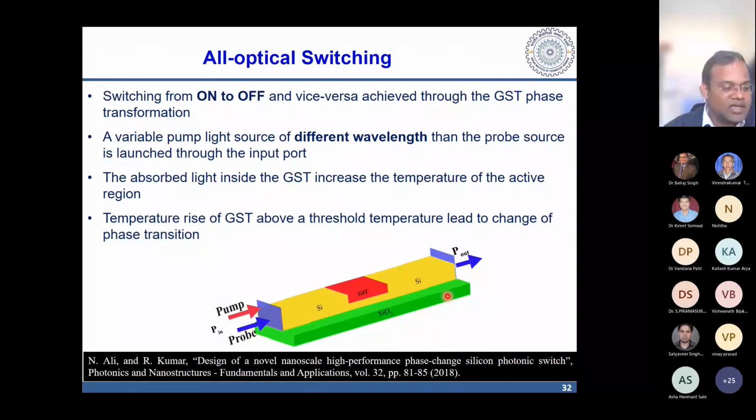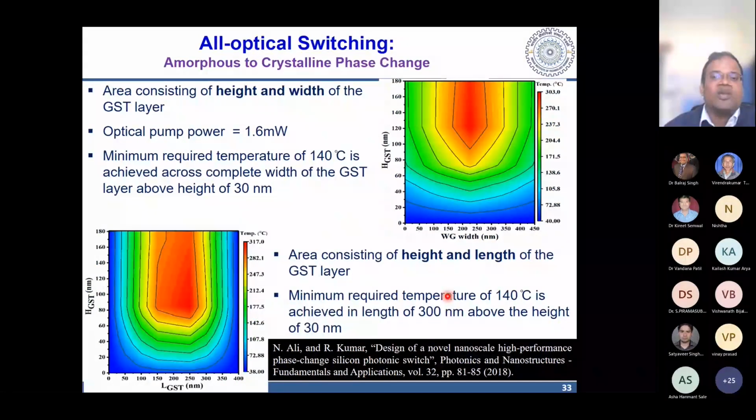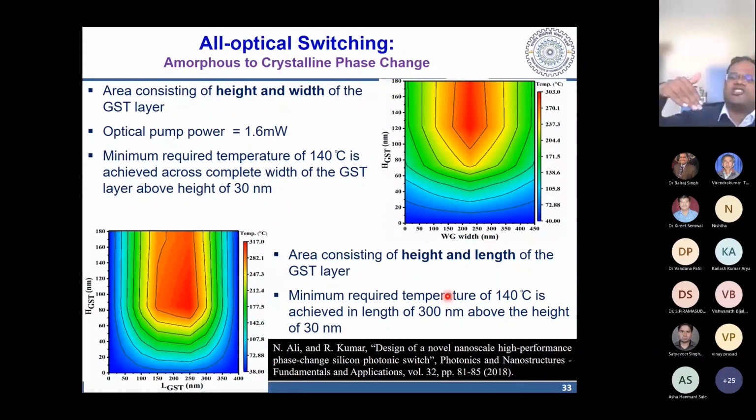So for all-optical switching, you have a pump-probe experiment that you can do, and you can see how the phase is changing. Okay, so with a pump power of around 1.6 milliwatt or so, you can obtain a temperature of around 140 degrees Celsius. However, a little portion is left. You can do the complete phase transformation, but the temperature reaches so high that it becomes difficult to protect other material in the vicinity. That's why you leave some portion unchanged, and you still have a good enough extinction ratio with an optical pump power of 1.6 milliwatt.